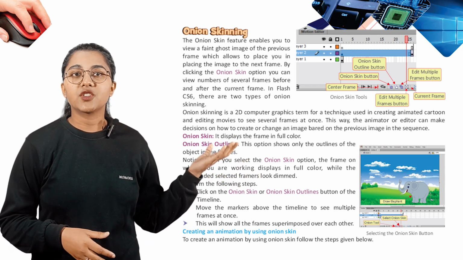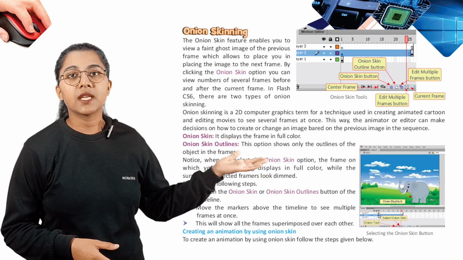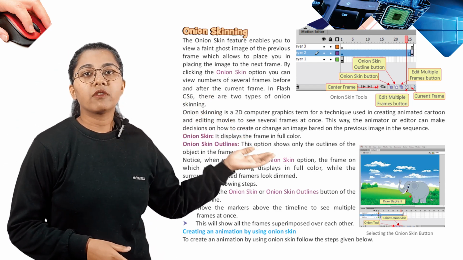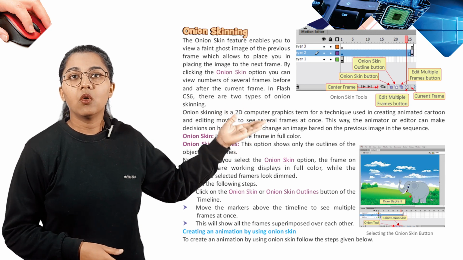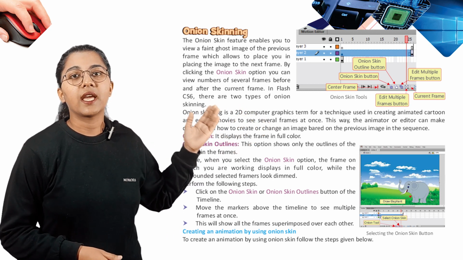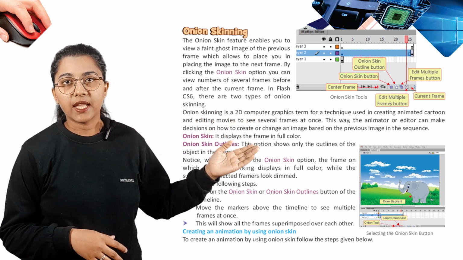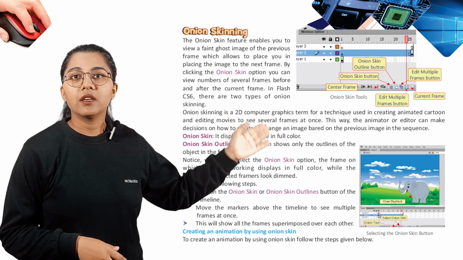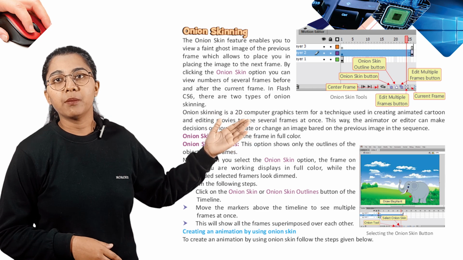superimposed over each other. And here you can see the interface of selecting the onion skin button. Now here you can see the interface of onion skin tools. Here you can see inside the interface the onion skin outline button, then the onion skin button, then center frame, and then edit multiple frame button. And here you can see convert current frame, and then edit multiple frame button.